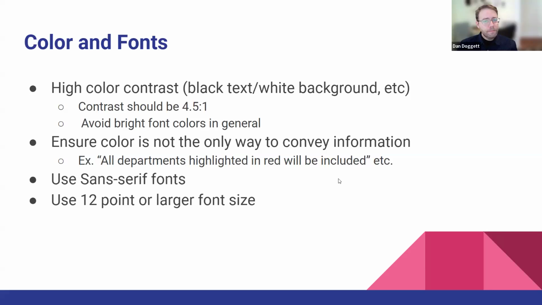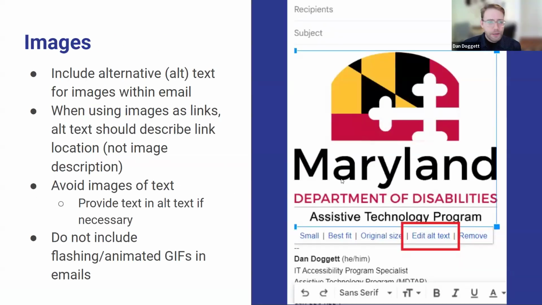Okay, so moving on, let's talk a little bit about images. If you have done any other training in digital accessibility, you know that alternative text, or alt text, is extremely important when we're using images in our media.